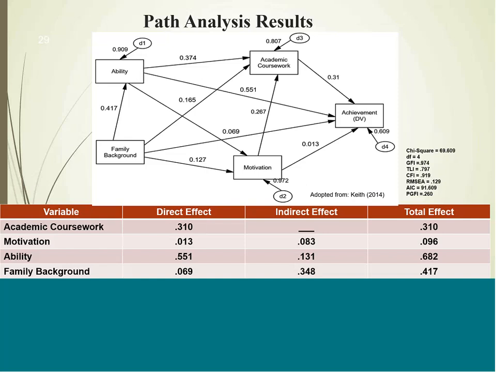Now, when you go to indirect effects and total effects, then things change. It appears that, for instance, the indirect effect of family background is highest, but the total effect of ability becomes the highest, because it's 0.682. It's very interesting to look at all these numbers and how they change. And then, of course, you need to be able to provide an explanation and interpretation of all those numbers coming from literature or from your own experience if you have one. Next slide, please.